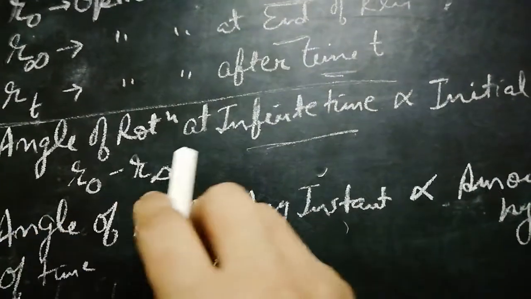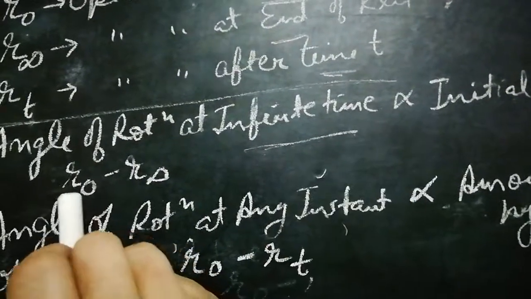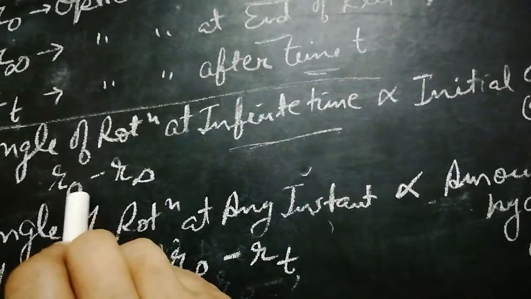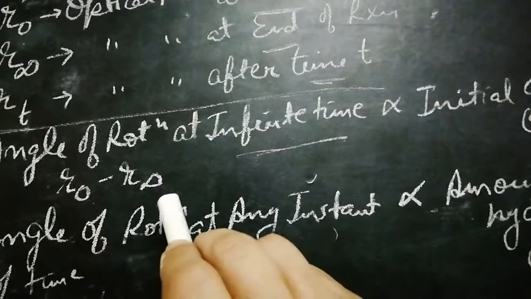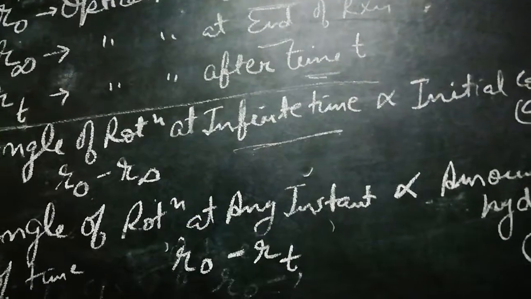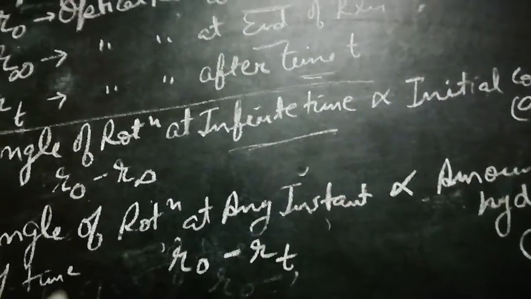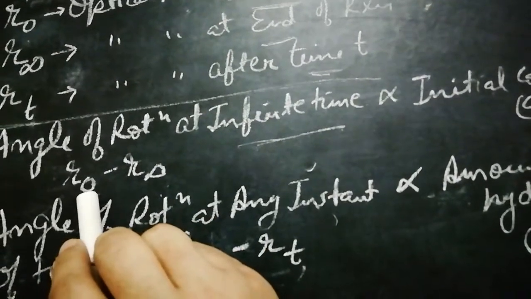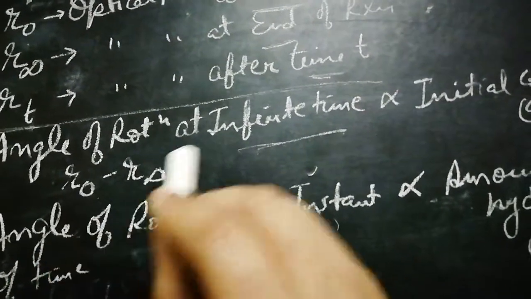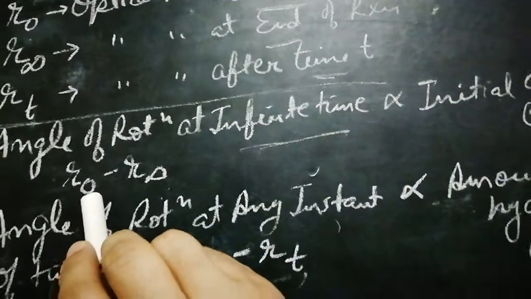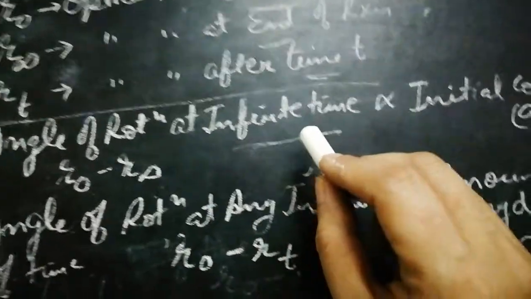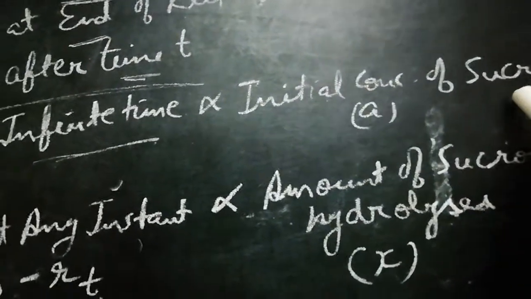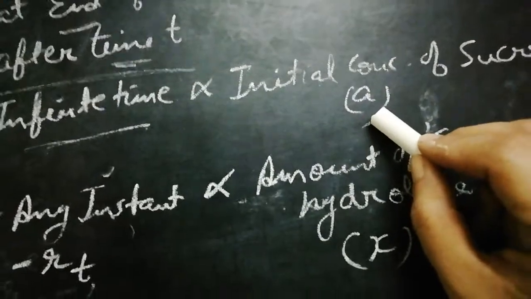So angle of rotation at infinite times, that will be written as R naught, that is angle of rotation at the start of the reaction, R infinity, that is optical rotation at the end of the reaction. So R naught minus R infinity. Why we have written R naught first? Because optical rotation always decreases with time. So R naught we have written first. So angle of rotation at infinite time is directly proportional to initial concentration of the sucrose, which is written as A.